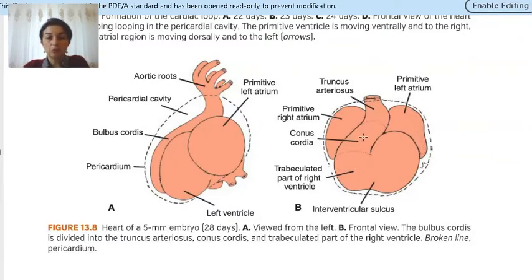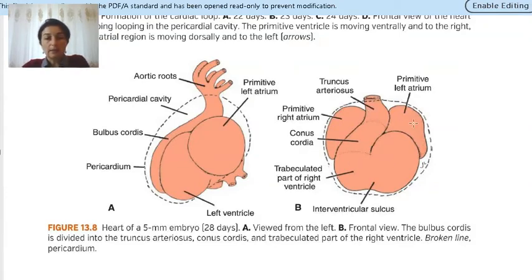Then the middle portion, the conus cordis, will form the outflow way from the right ventricle, and then the truncus arteriosus. The truncus arteriosus further subdivides into the aorta and the pulmonary trunk. So that will be the outflow ways of the heart tube.